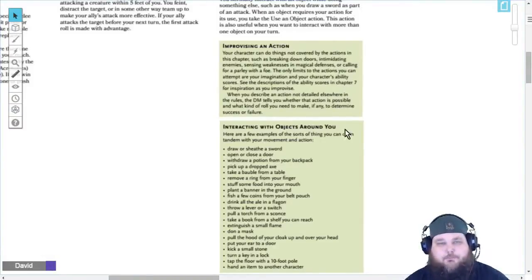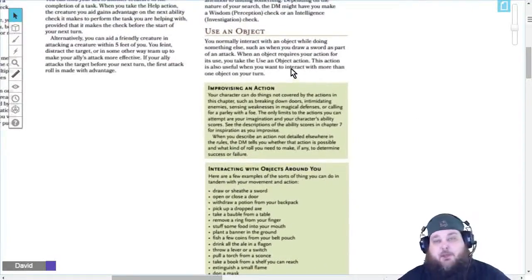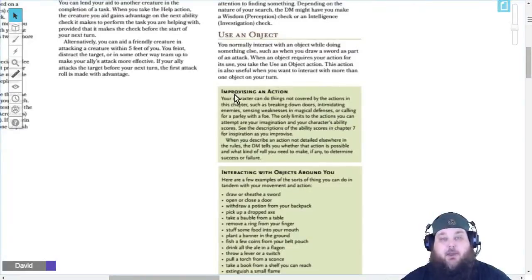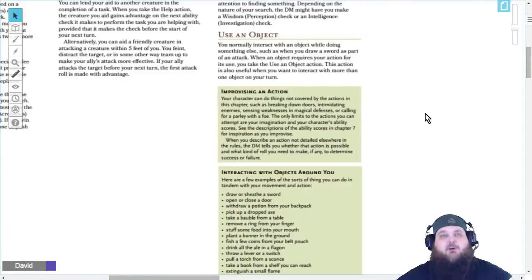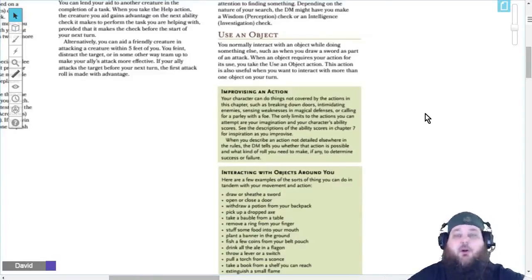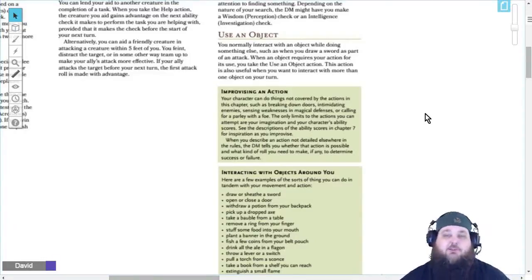Now, you might want to interact with an object with your action, and improvising an action is a perfect example, like breaking down a door. That requires a strength check. Sometimes, hey, maybe your dungeon master will allow you to add in athletics if he or she wants you to. As part of your movement, you can run in and try to bash the door down. So that would be improvising an action. And you can get creative. That gives you a great possibility to put roleplay into your game.